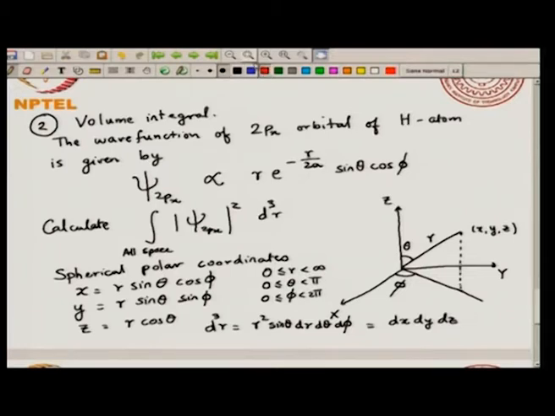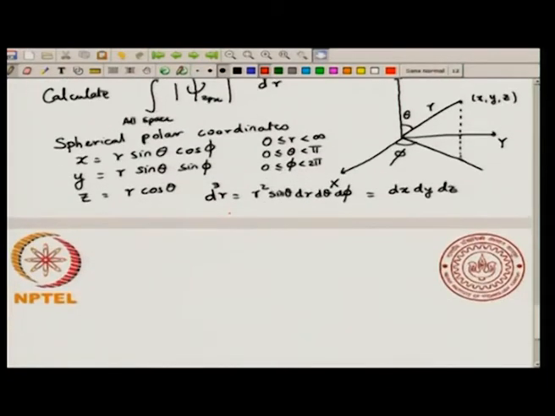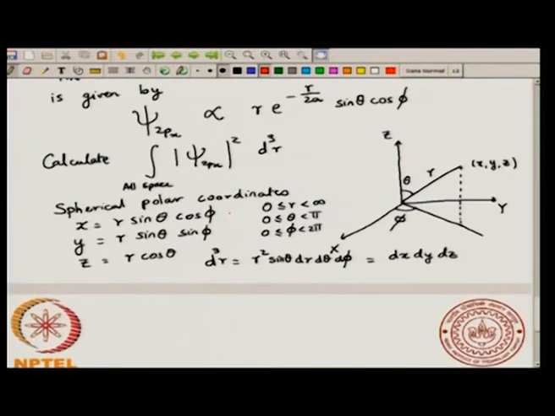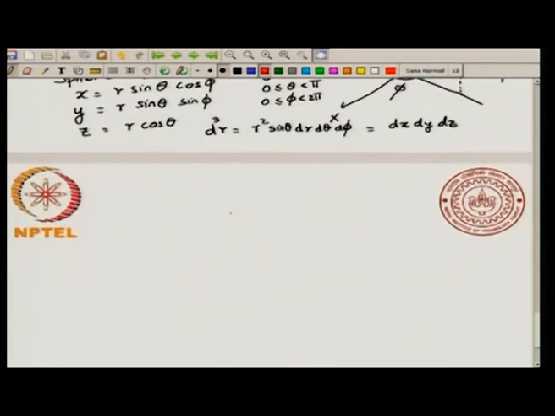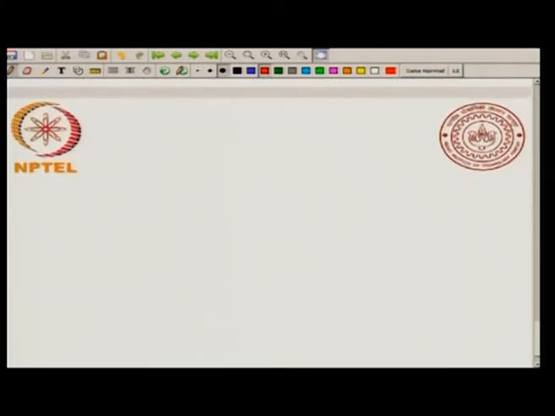So, let's calculate the integral of psi square d cube r, and you might recall from your quantum mechanics course that this is what you need to calculate in order to find the normalization constant for this wave function. We have all the information needed, so let us go ahead and calculate that integral. What we need to do is the integral of psi 2px square d cube r over all space.